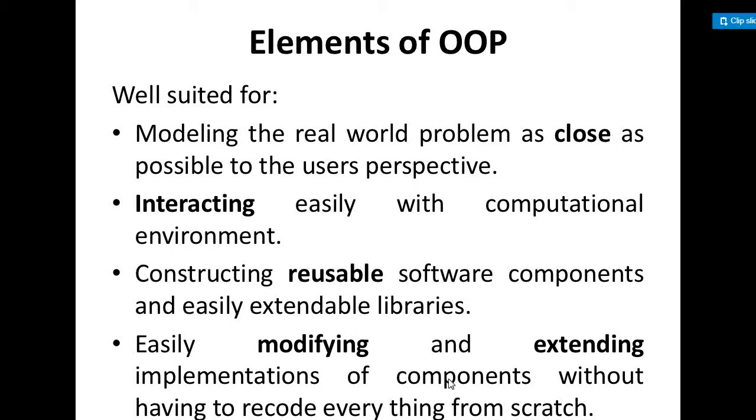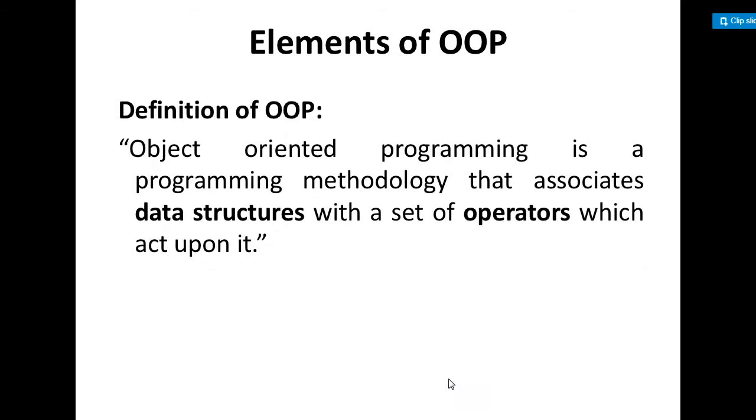Object-oriented programming is very well suited for, number one, modeling the real world problem as close as possible to the user perspective. Number two, interacting easily with the computational environment. Number three, constructing reusable software components and easily extendable libraries. Number four, easily modifying and extending implementations of components without having to recode everything from scratch. So, elements of object-oriented programming.